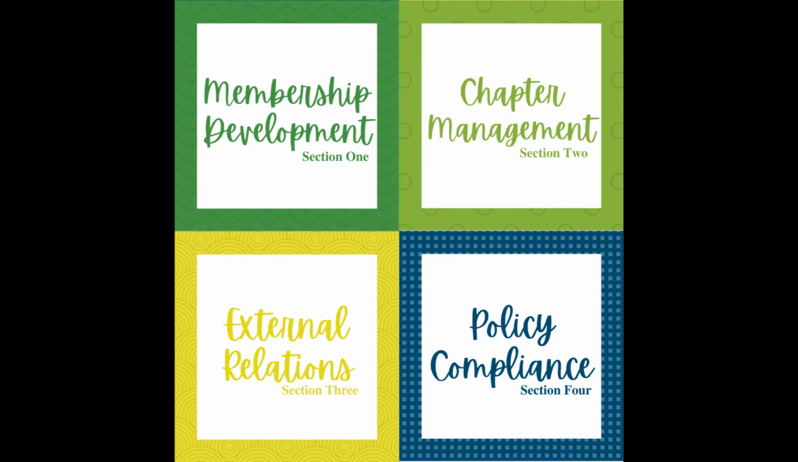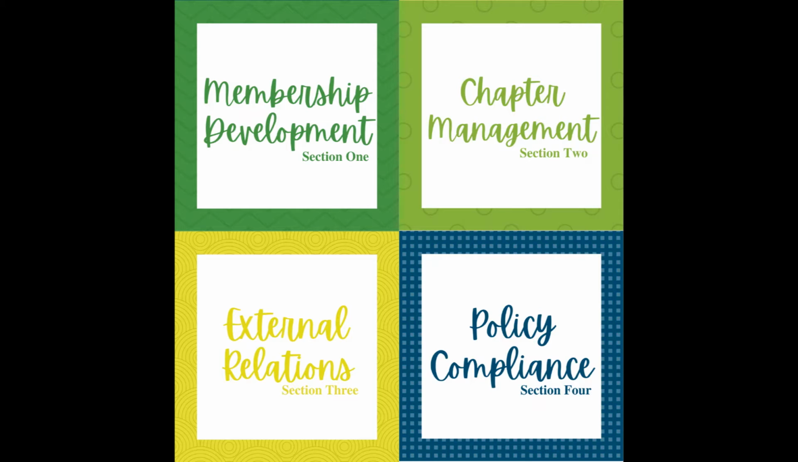As you can see on your screen, the 4 Standards of Excellence submission documents are Section 1, Membership Development, Section 2, Chapter Management, Section 3, External Relations, and Section 4, Policy Compliance. To make the submission documents a more manageable size and to support chapter SOE chairs in delegating portions of the submission to other leaders, we've chosen to break down the standards requirements into 4 fillable PDFs.